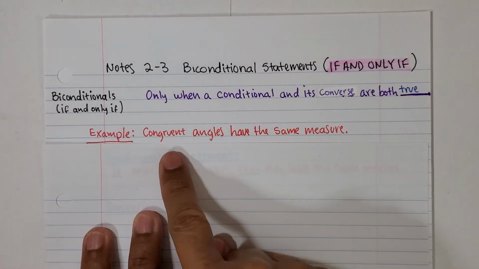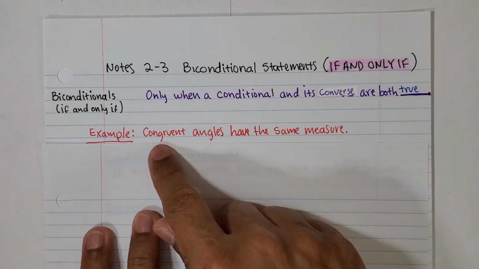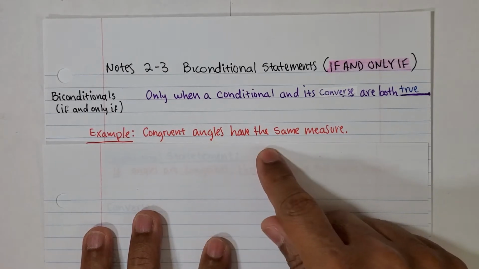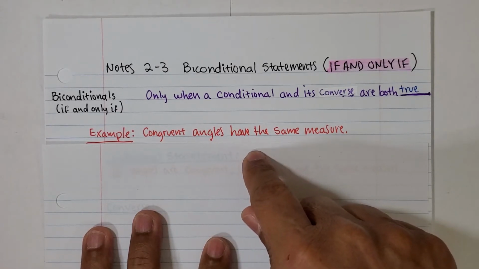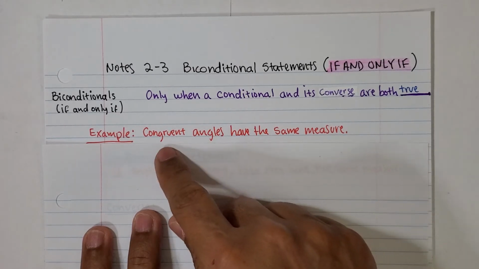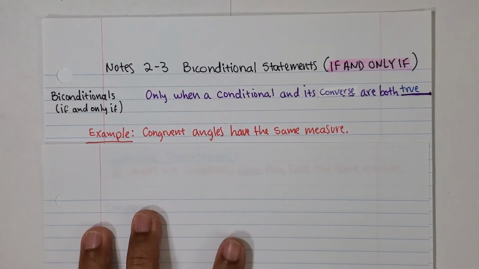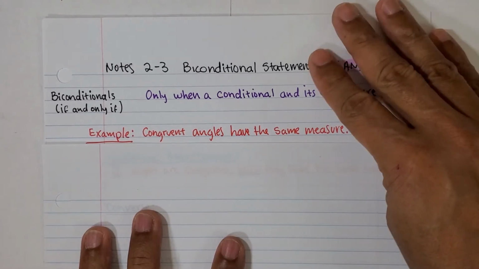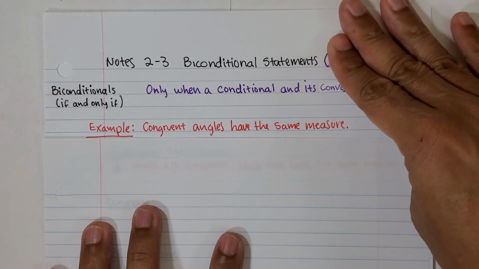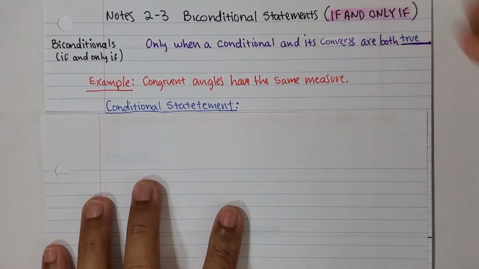Example: congruent angles have the same measure. If you remember from the previous lesson, this is not a conditional statement. It is a statement, but it's not a conditional statement. So that means we don't have room here to argue whether this is a true or false conjecture. Okay, so let's turn this into a conditional statement. What would the conditional statement look like?